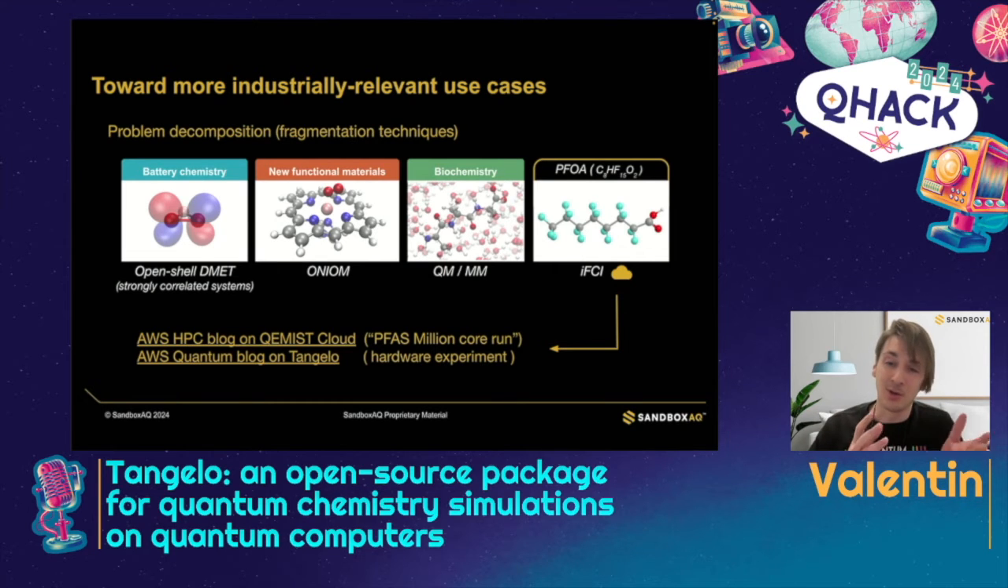There are blog posts available on AWS blogs. One is HPC related, which is this million core run I just talked about. But there's also another one to see how Tangelo and quantum computers can be paired with this decomposition IFCI to start to see what a quantum computer can do as part of a bigger, more scalable approach.